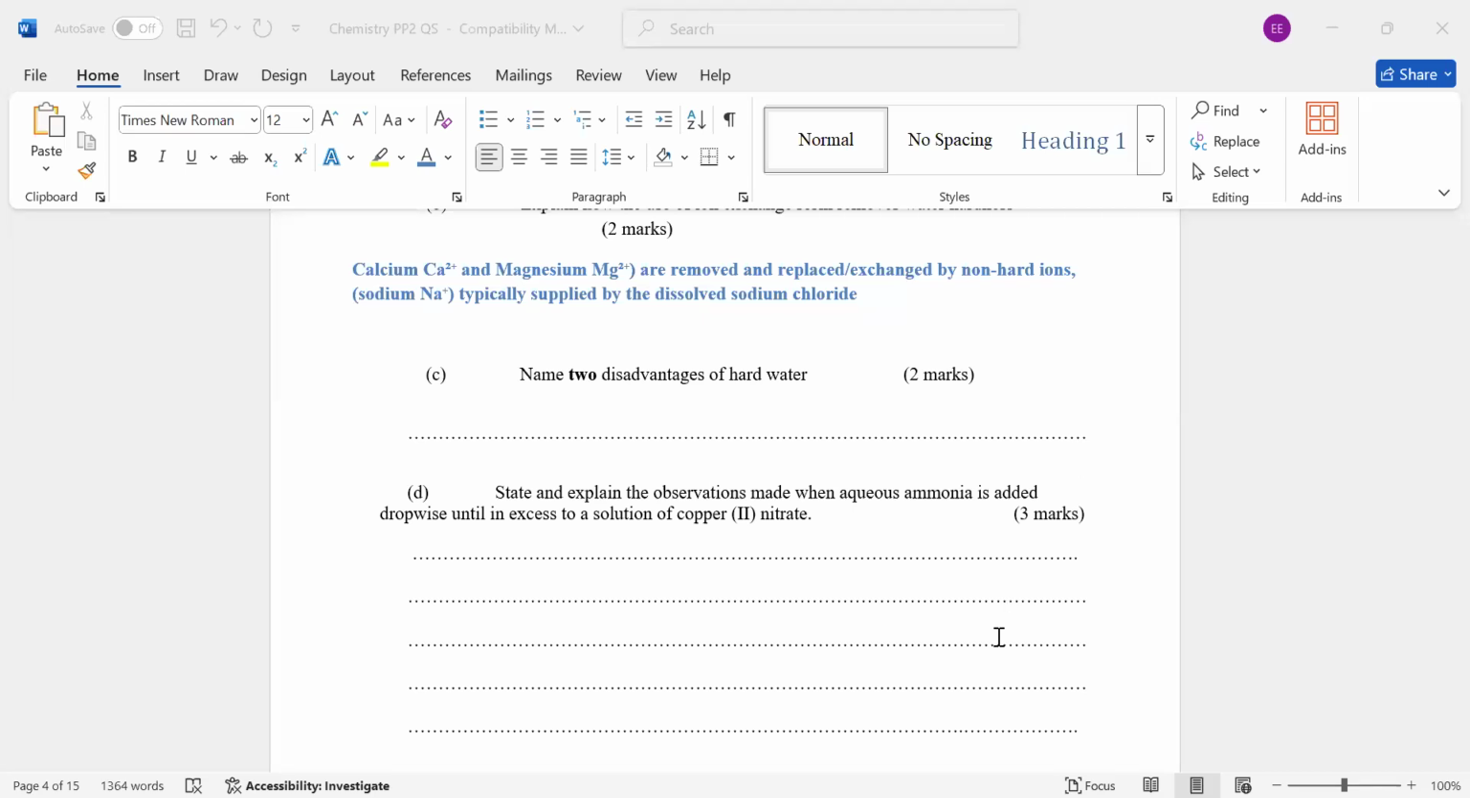The question here is, just like in the laboratory, if you do have copper 2 ion solution, then you are adding, I told you to add ammonium hydroxide dropwise until in excess. What observation will be made? Yes, Michael.